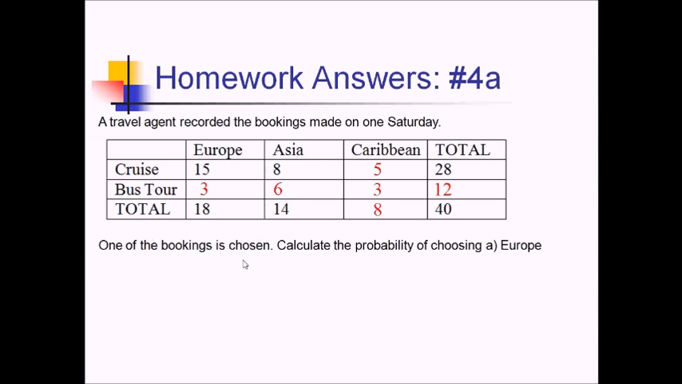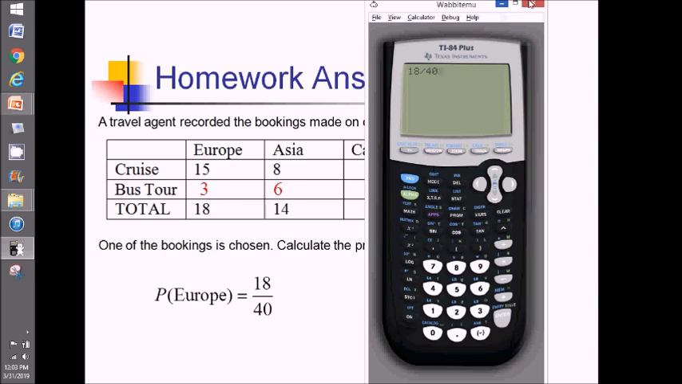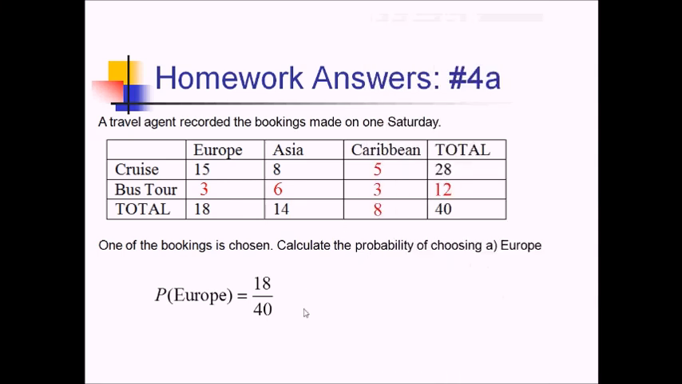One of the bookings is chosen. Calculate the probability of choosing Europe. So they said one of the bookings. That means one of this 40 total here. So this is our denominator. Probability of choosing Europe. Well, 18 people chose Europe overall. So this is a probability of 18 over 40. And what's that going to come out to on the calculator? Looks like that's coming out to 0.45, so 45% of people chose Europe.